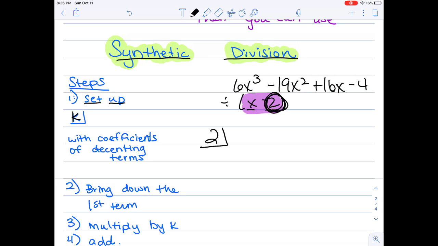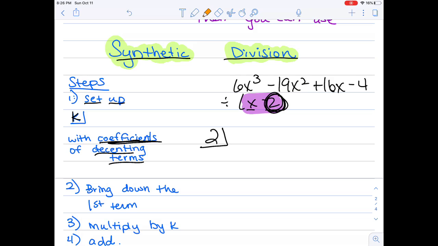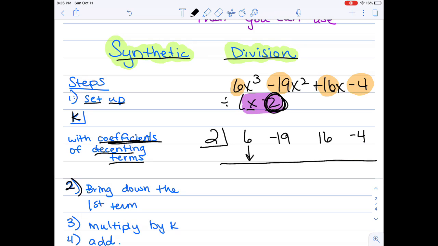Now that we've got k in the box, you're going to write the coefficients only for your descending terms. Our coefficients are just what's in front of the x value. So 6, negative 19, positive 16, and negative 4. And those are descending. Again, we're not missing any terms. So we write the coefficients 6, negative 19, positive 16, negative 4. And we're going to skip a line, and we're going to write our bar there.